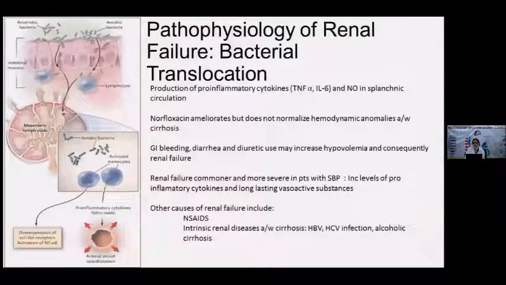Pathophysiology of renal failure also involves bacterial translocation, and production of pro-inflammatory cytokines and nitric oxide in the splanchnic circulation. GI bleeding, diarrhea, and diuretic use may increase hypovolemia and consequently renal failure. Renal failure is commoner and more severe in patients with SBP, because there are increased levels of pro-inflammatory cytokines and long-lasting vasoactive substances. Other causes of renal failure include use of NSAIDs and intrinsic renal diseases associated with cirrhosis, that is hepatitis B, hepatitis C, infection, and alcoholic cirrhosis.